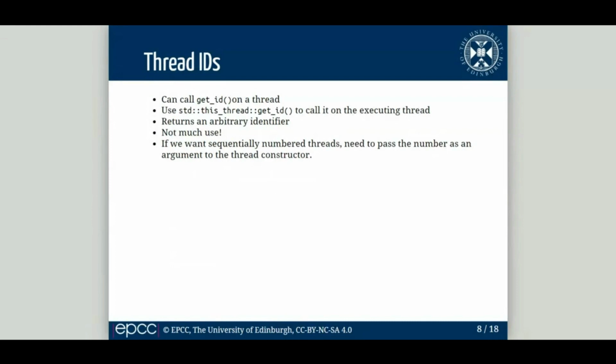Also thread IDs. In a thread you can call get ID, using std::this_thread::get_id, to identify the executing thread, and it returns an arbitrary identifier. It doesn't have that much use. Maybe for debugging purposes you can print it, but if you want to number threads sequentially, you will need to pass the number as an argument to the thread constructor.